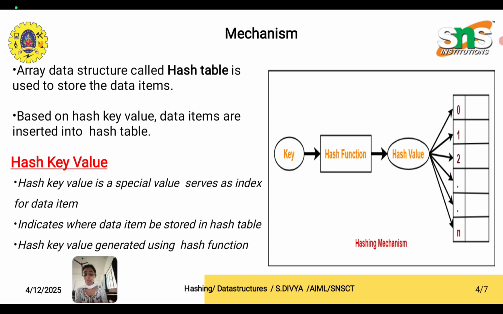And how do you get that hash value? That hash value is generated using something called a hash function. What that hash function will do is convert each key into an index. So that is what the hash key value is all about.